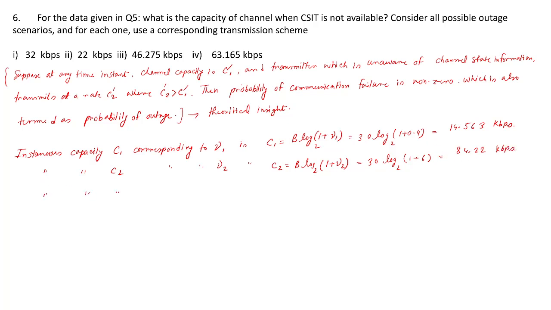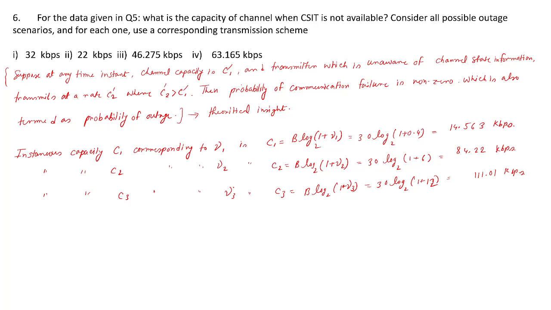And instantaneous capacity C3 corresponding to gamma 3 is B log base 2 of 1 plus gamma 3, that is 30 times log base 2 of 1 plus 12, since gamma 3 value is 12, and it comes out to be 111.01 kbps. Now we have to consider three separate cases since there are three instantaneous capacities.